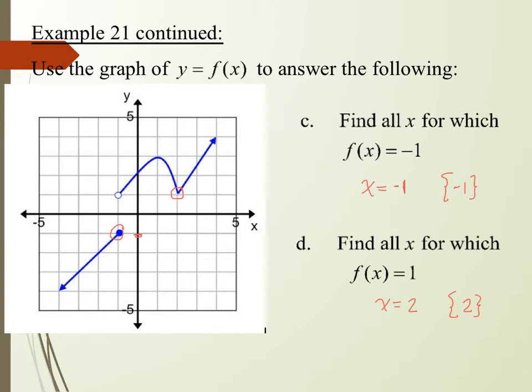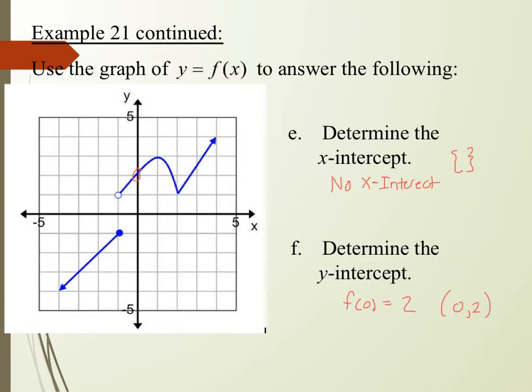Find all x for which f of x is equal to 1. Well, again, when f of x is equal to 1, which we're along this value here, we see the open-ended one, but in this case x is equal to 2, right? So that's the answer for this one here. X is equal to 2.